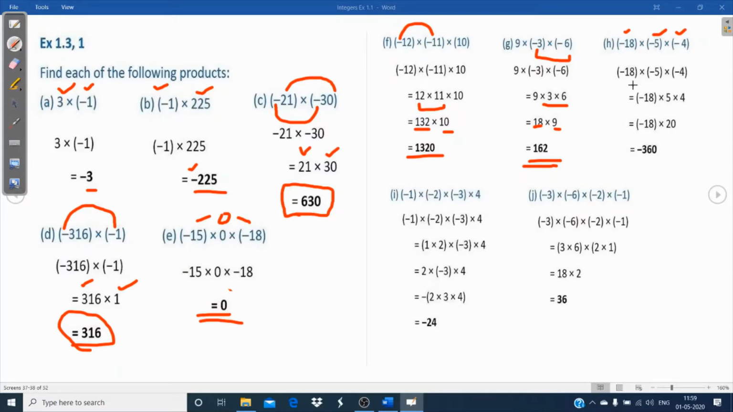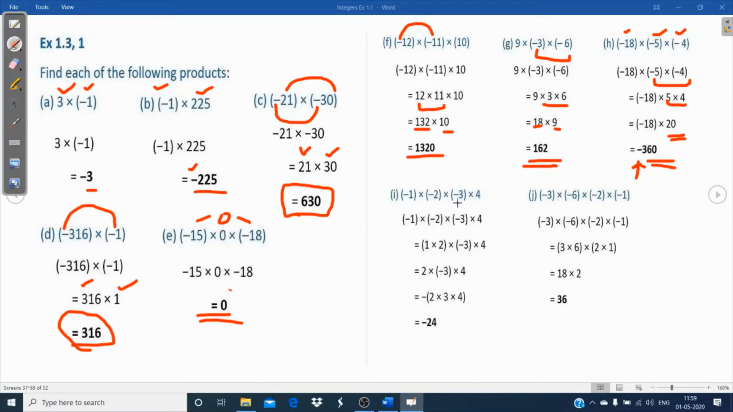Now in next part, all three integers are negative. So again we will do one by one. Last two integers I have multiplied. You can see the sign of the last two integers, both negative. So minus minus sign will be plus and 5 fours are 20. So what will you get here? 20. Now this 20 multiplied by the first integer, that is negative. So minus times plus sign is minus, and when you multiply you will get 360.